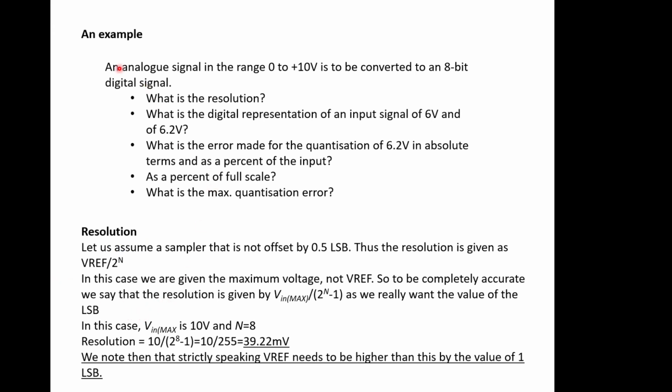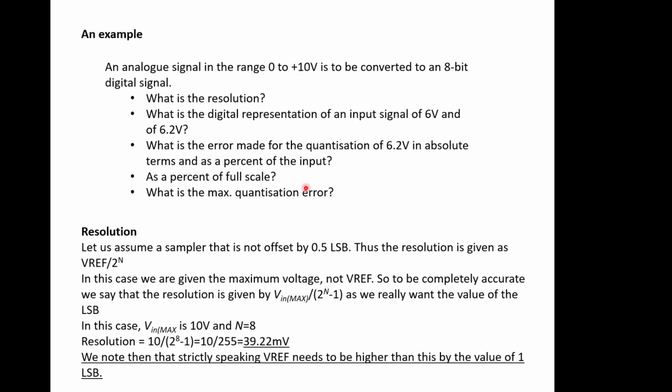Okay, so an example. An analog signal in the range 0 to 10 volts is to be converted into an 8-bit digital signal. What's its resolution? What's the digital representation of an input signal of 6 volts and say 6.2 volts? What is the error made for the quantization of 6.2 volts in absolute terms, as a percentage of the input, and as a percentage of the full scale? And what is the max quantization error of this system?